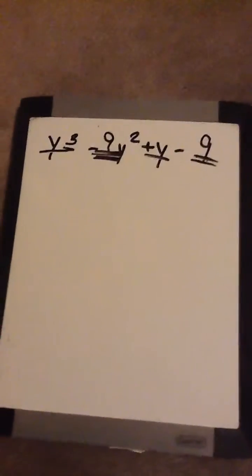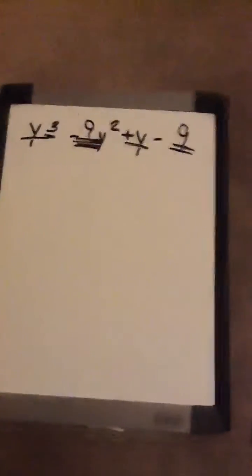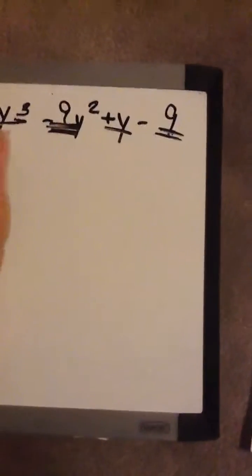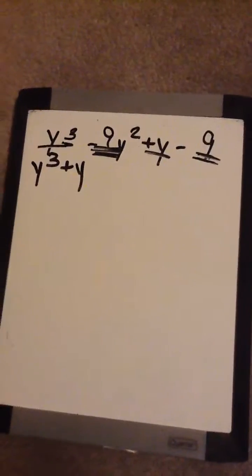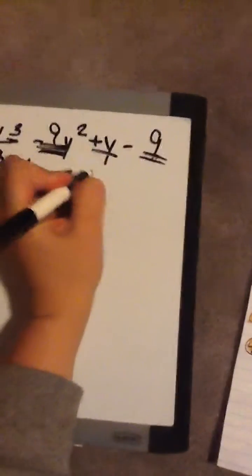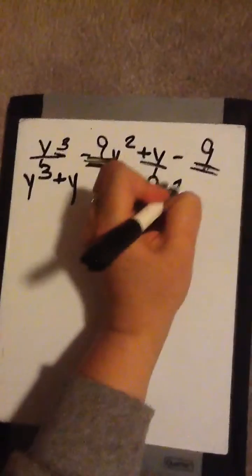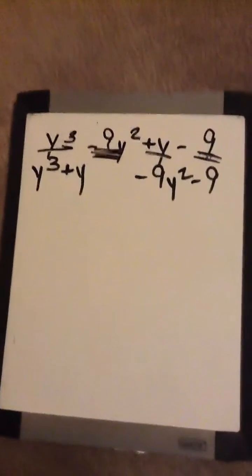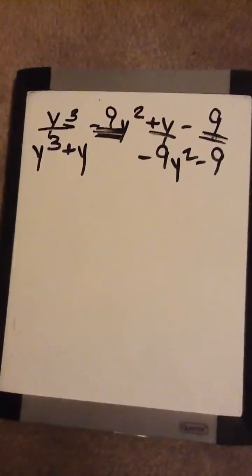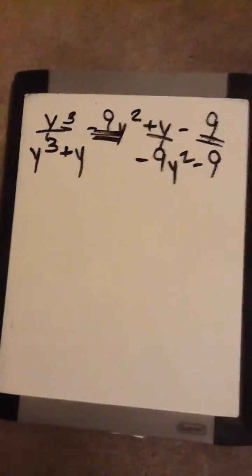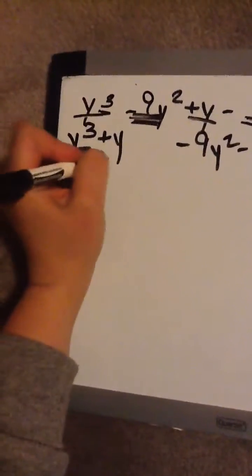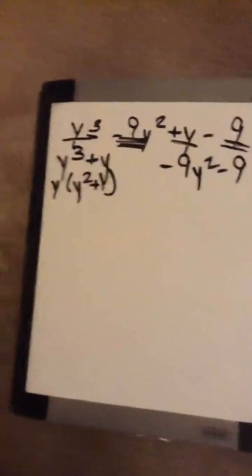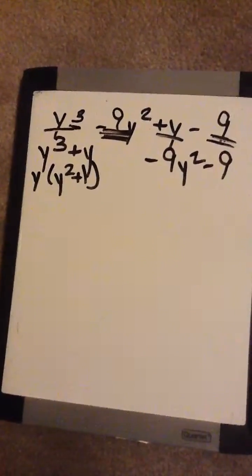What the main purpose is, you want to split it up into two groups. So my first group is y to the third plus y. My second group is negative 9y squared minus 9. Now you're going to factor each of these groups separately. So here I'm going to factor out a y. So that gives me y squared plus 1 inside.